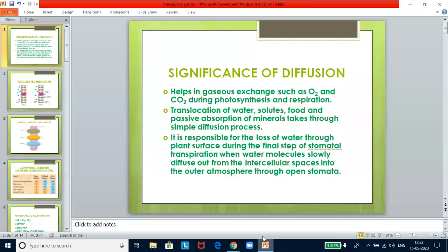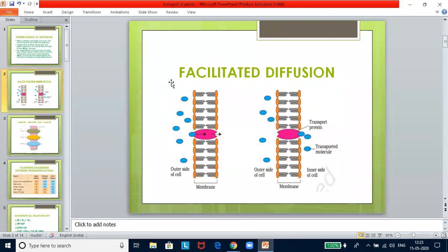Now, this is the diagram. They might ask you to identify the process that is happening here. So it is facilitated diffusion. Facilitated diffusion is very specific. It allows the cell to select substances for uptake. It is sensitive to inhibitors which react with protein side chains.